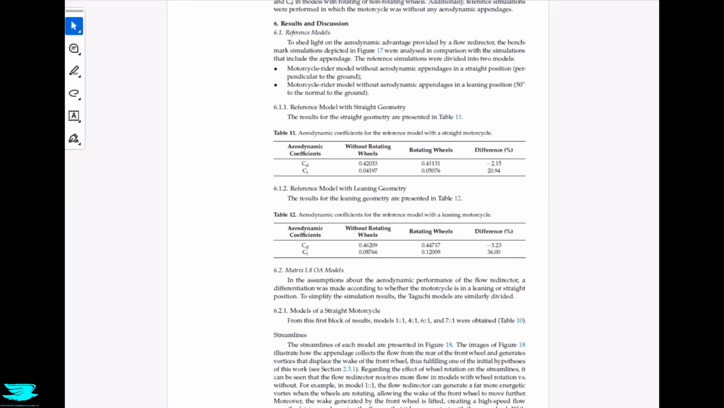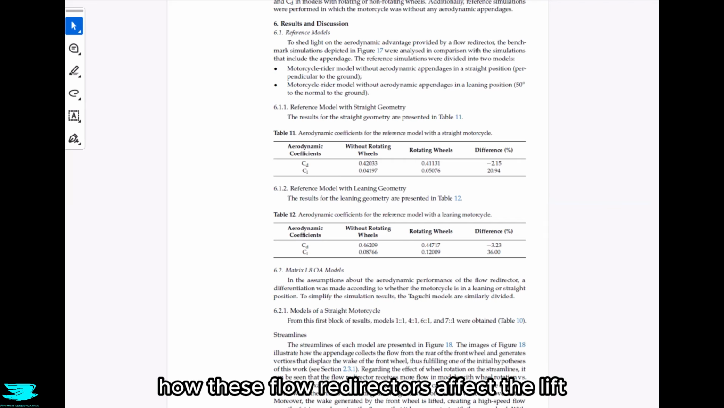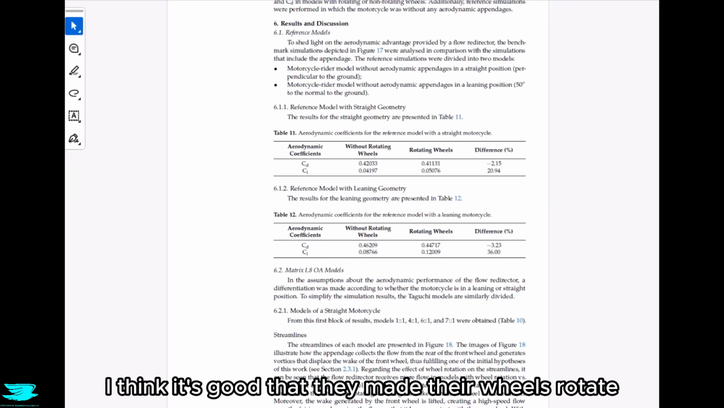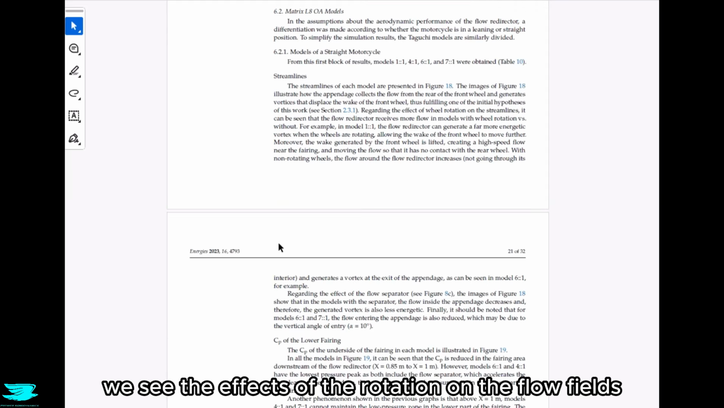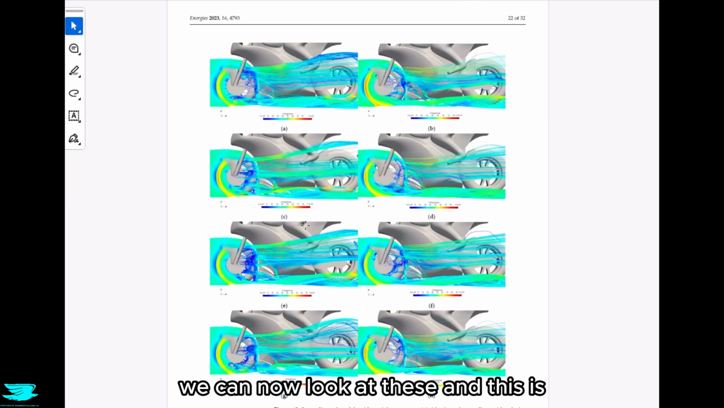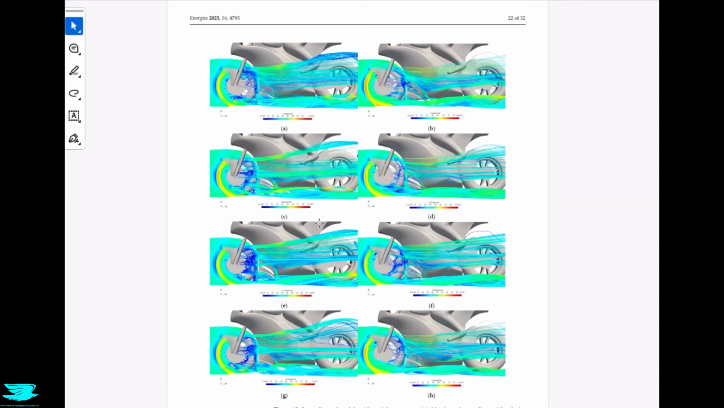So I think from a lift point of view, wheel rotation is definitely needed for this research, especially considering it is how these flow redirectors affect the lift. So I think it's good that they made their wheels rotate overall. Now in figure 18, we see the effects of the wheel rotation on the flow fields. So these pictures down here, we can now look at these. And this is what the wheel rotation is doing to the flow field.